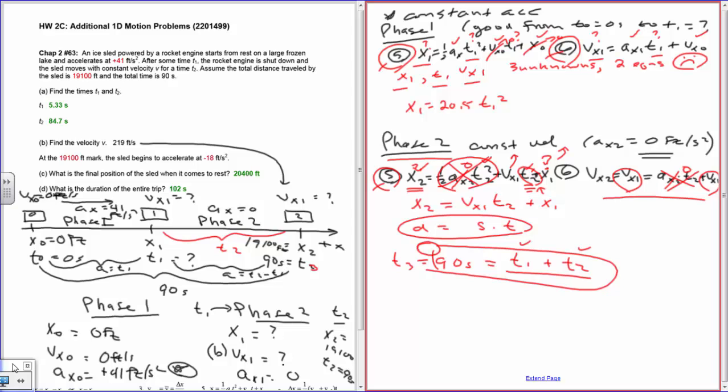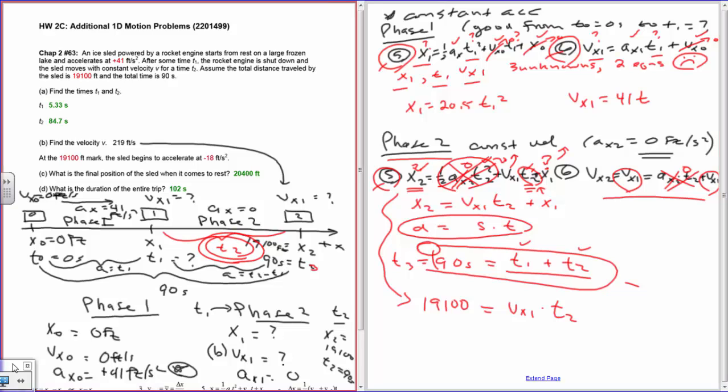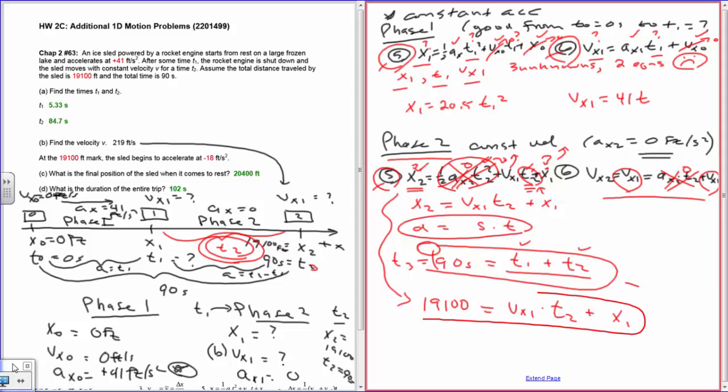In equation 6 over here, we know that vx1 equals our 41 times time plus our initial velocity, which is 0. So that's perfect. 19,100 equals, this first term is 0. The second term is vx1 times this time, which is this guy right over here, plus our initial position, which we don't know. That's what we're going to call x1.